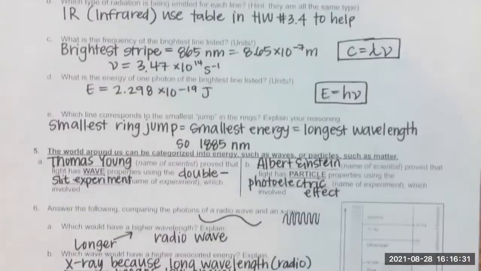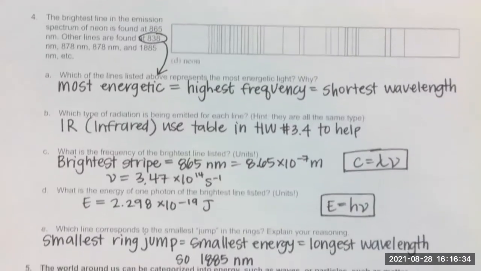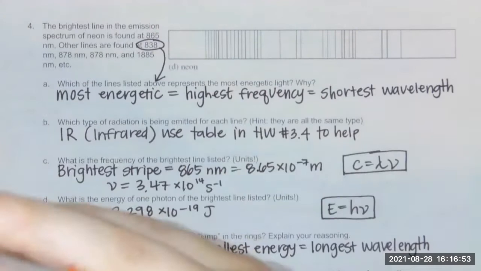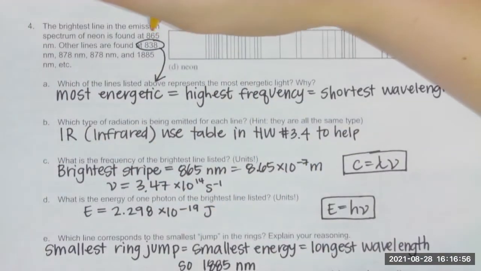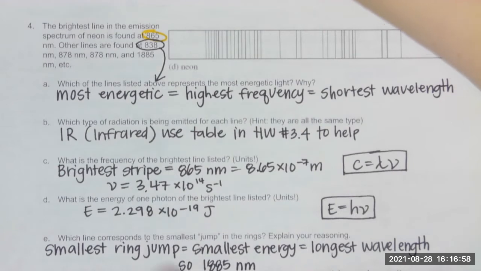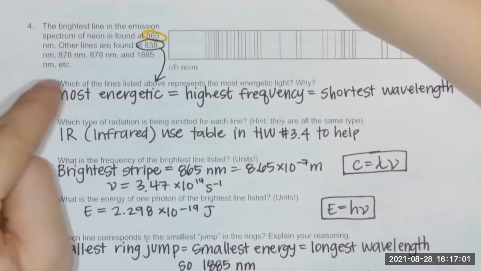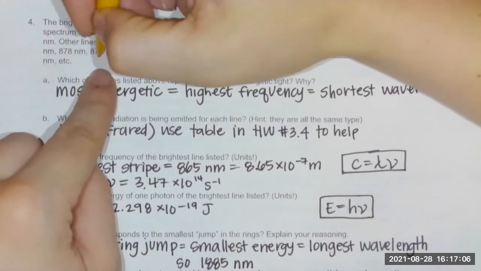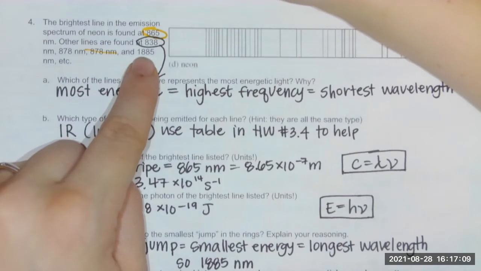All right, next one, number 4 gives us the barcode spectra for neon. And neon's got so many, look at it. Neon only has 10 electrons, but holy cow, that is so many stripes. It says that our brightest line, the one that just shines the most, is at 865. But we've got other lines at 838, 878, I wrote that one twice, whoopsie daisy, and 1885.